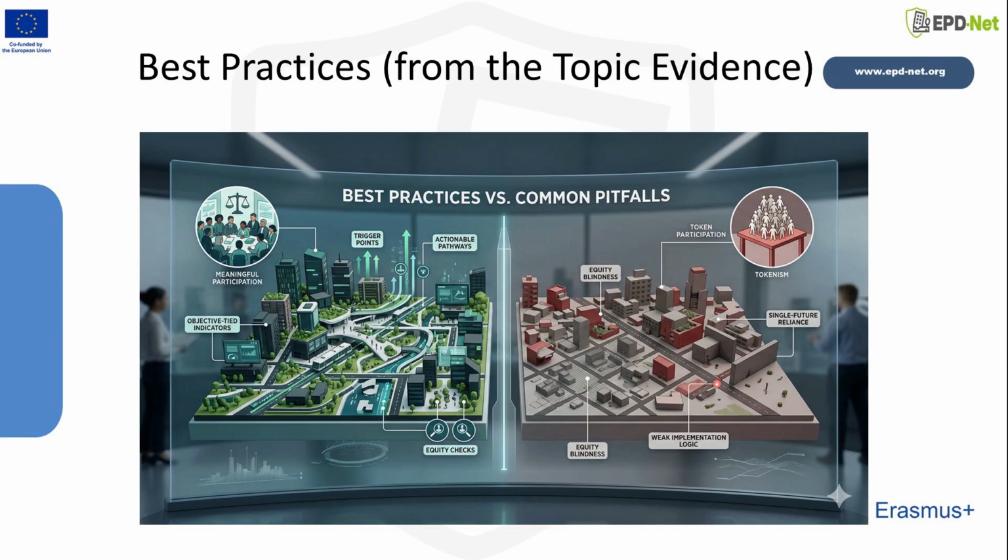The common pitfalls are just as instructive. One is reliance on a single expected future. Another is token participation that creates legitimacy on paper without real influence. A further pitfall is equity blindness, where overall improvement hides unequal outcomes. There is also the problem of weak implementation logic. If no triggers, responsibilities, or monitoring arrangements are defined, even well-designed scenarios may not improve planning practice.